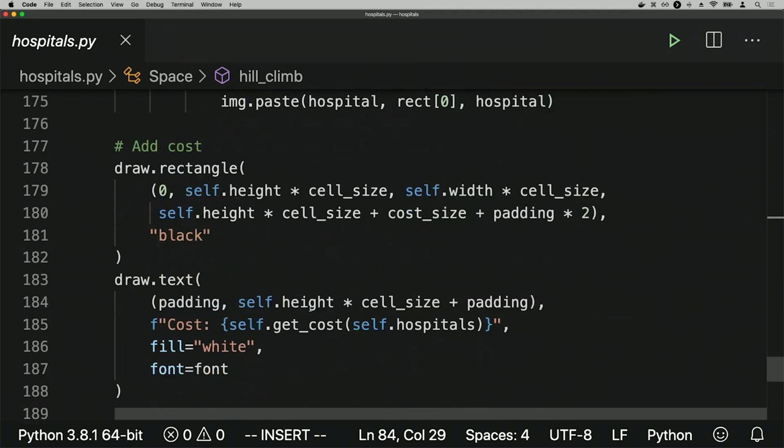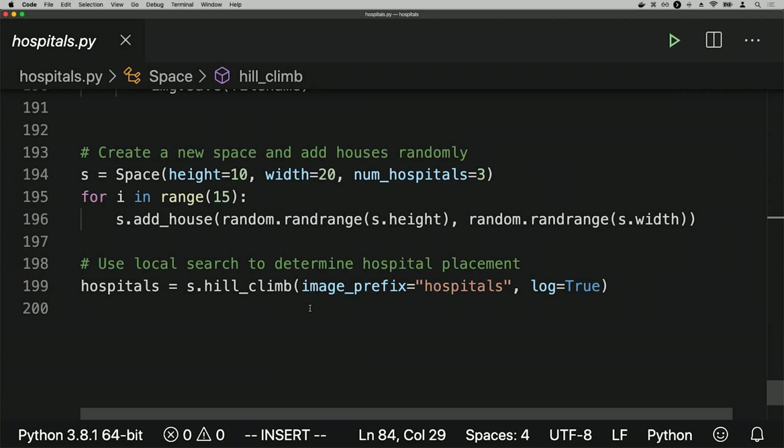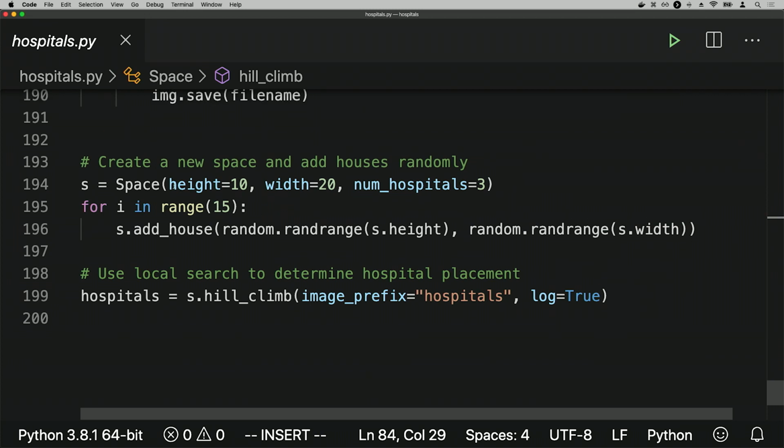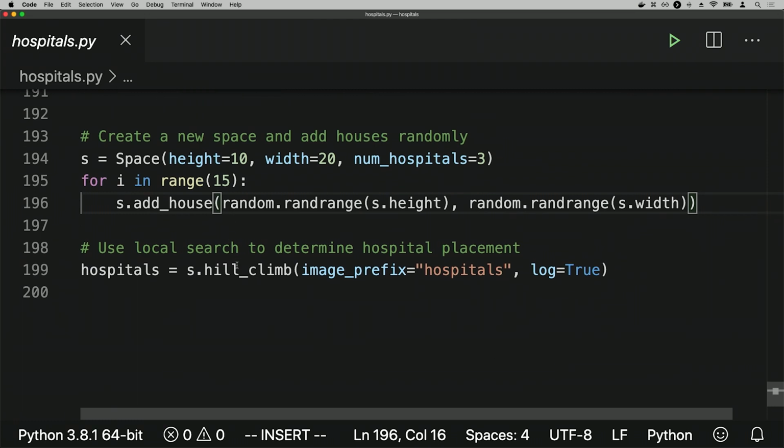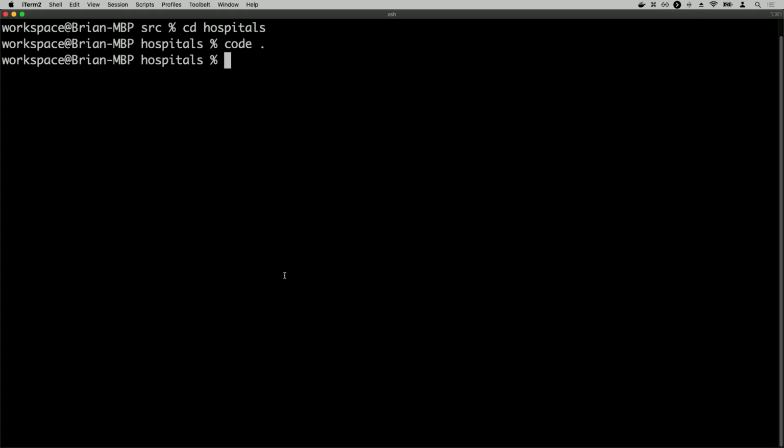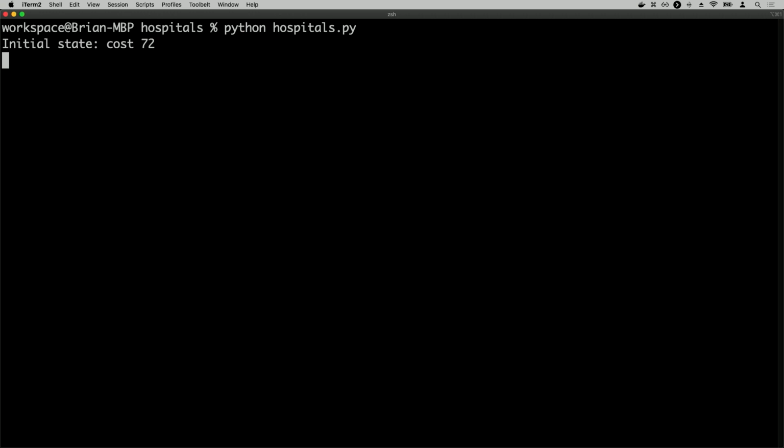And so now what we're doing is if we look down at the bottom, I'm going to randomly generate a space with height 10 and width 20, and I'll say go ahead and put 3 hospitals somewhere in the space. I'll randomly generate 15 houses that I just go ahead and add in random locations. And now I'm going to run this hill climbing algorithm in order to try and figure out where we should place those hospitals. So we'll go ahead and run this program by running Python hospitals.